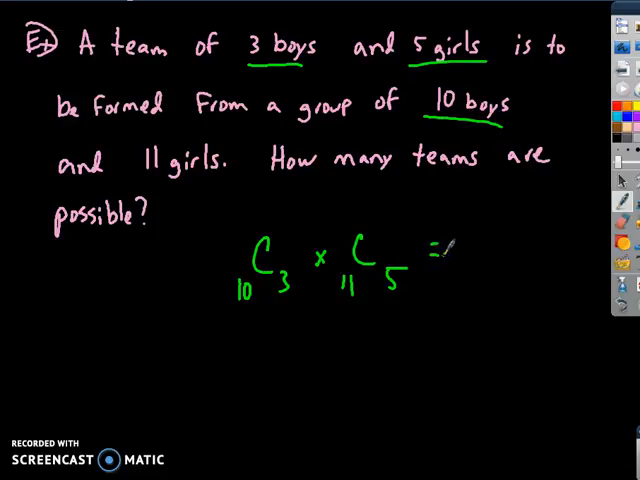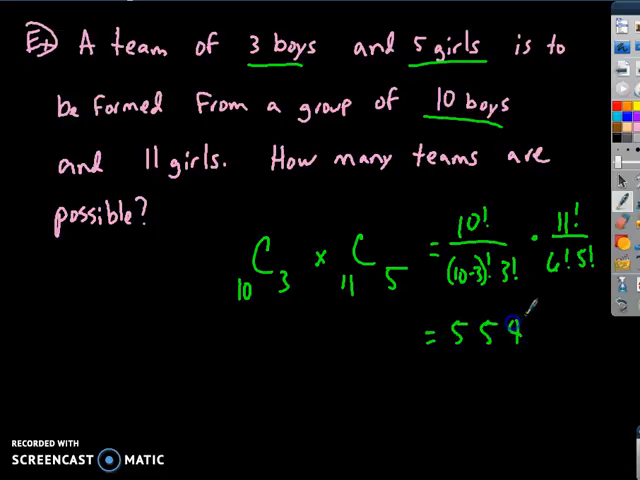Alright, so the answer here would be 10 factorial over 10 subtract 3 factorial times 3 factorial, times 11 factorial over 11 subtract 5, I'm going to call that 6 factorial times 5 factorial. 11 subtract 5 is 6. So anyway, the final answer here should be 55440. Alright, so that'll be the final answer. So it's that many different teams.